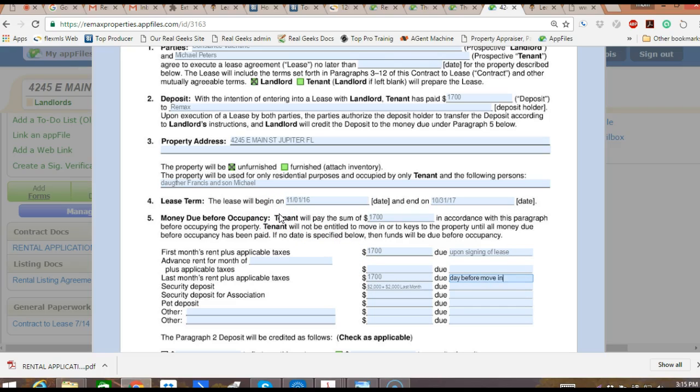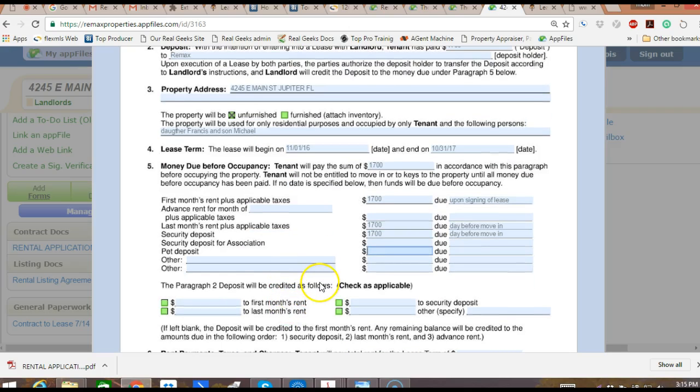Move in. Ready to get that out of there. Security deposit also gets 1700, and that is before move in. Security deposit for the assembly, I don't believe there is. There are no pets. So this is all straight.